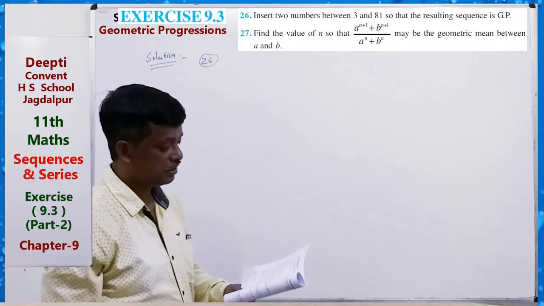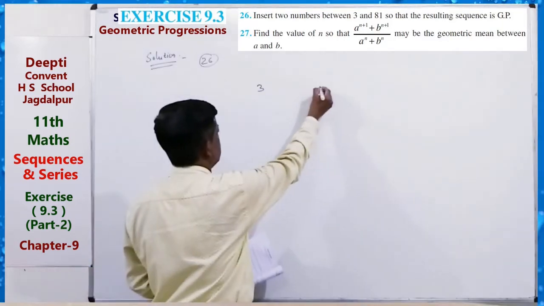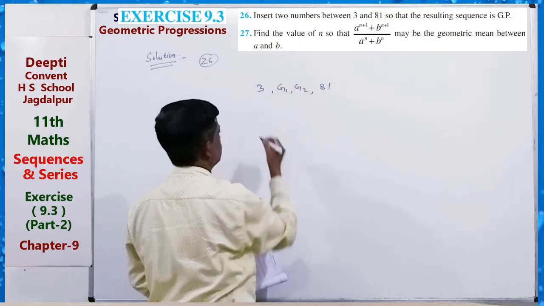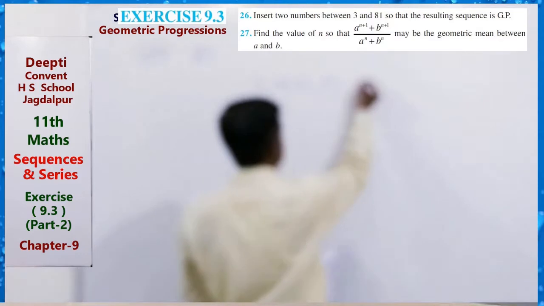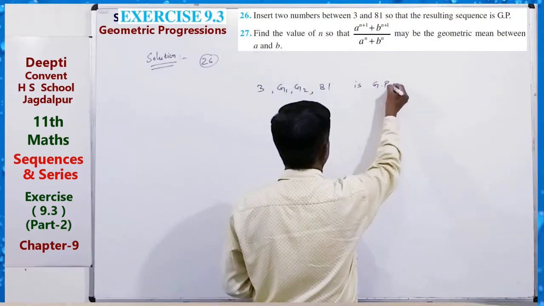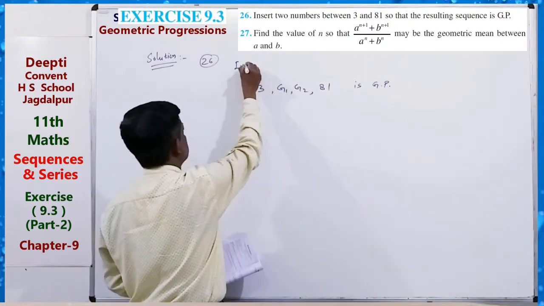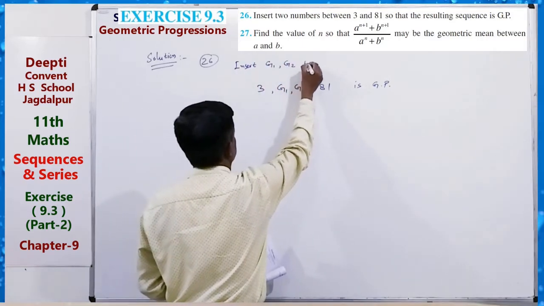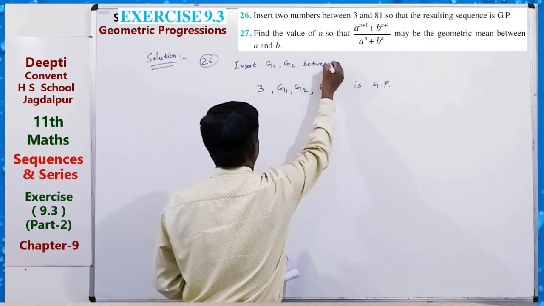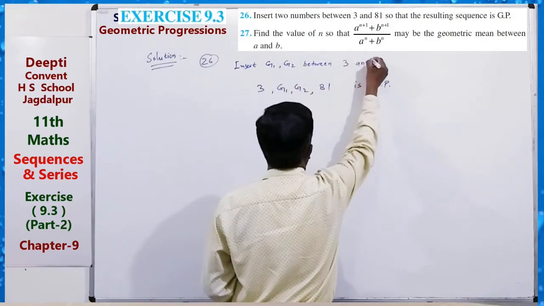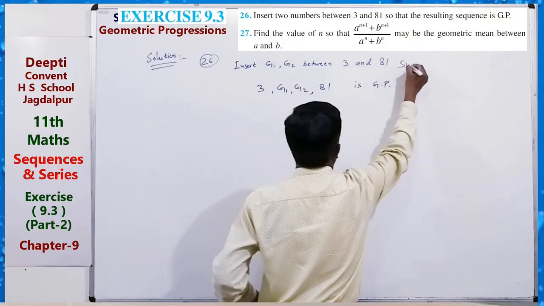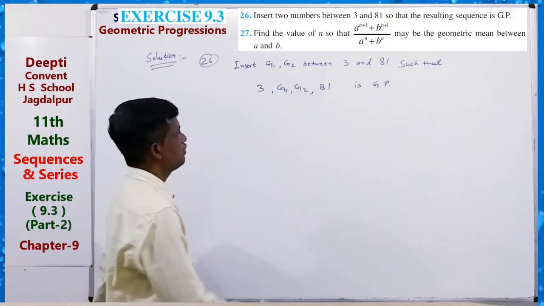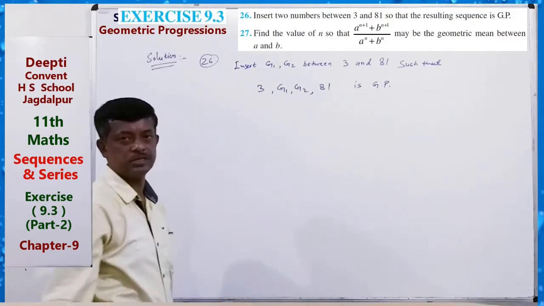26 can be solved. Suppose we have 3 and 81, and we insert two numbers G1 and G2 between 3 and 81 such that this is a GP. Then we can find the value of the common ratio.